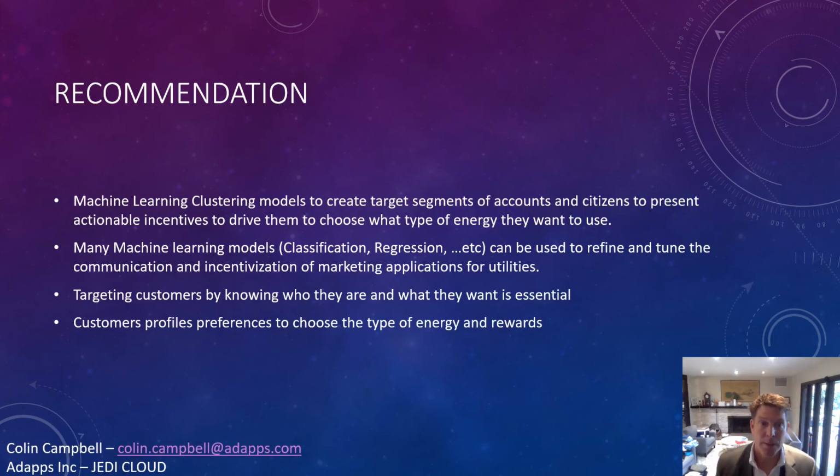So my recommendation is let's create machine learning clustering models to create target segments for accounts, citizens, to present actionable incentives to drive them to choose what type of energy they want to use. There are many different machine learning models out there. There's classification, there's regression, there are many of them. We can use them to refine and tune communication and incentives of marketing applications for utilities. Targeting customers to know who they are and what they want is essential. Customer profile preferences can be used to choose the type of energy and rules.